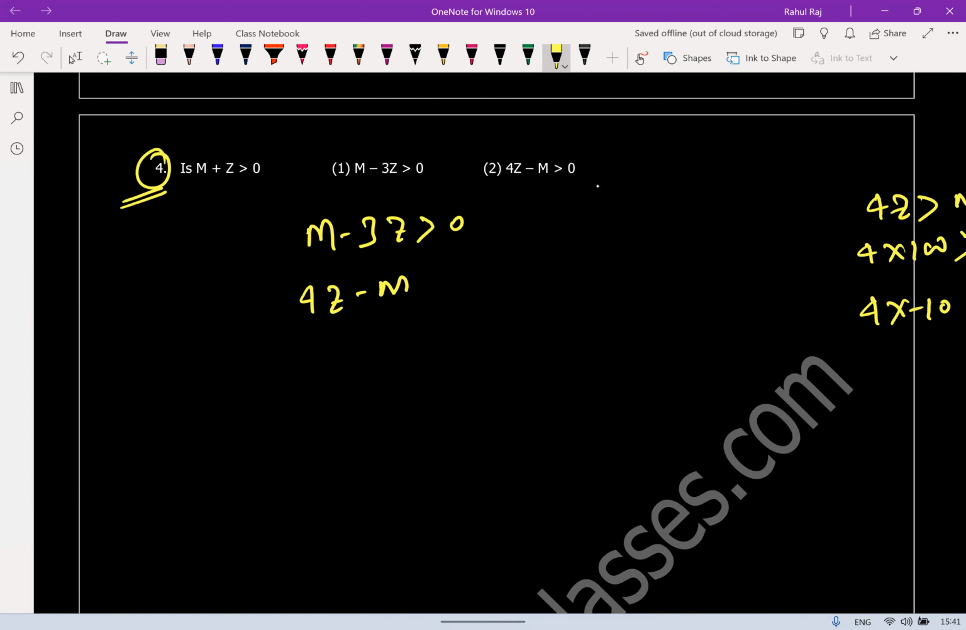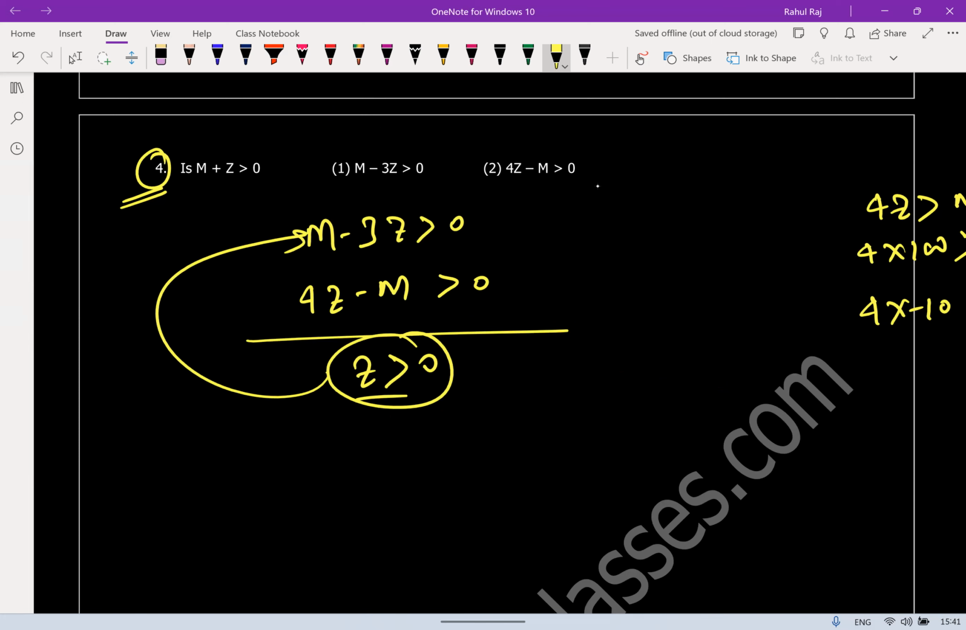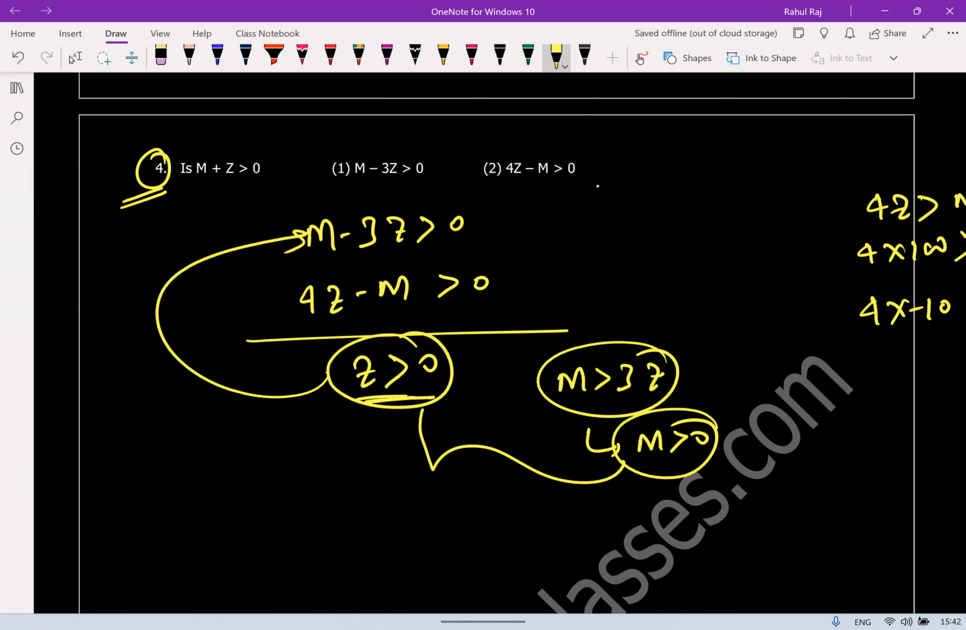So 4z minus m is greater than 0. That is nothing but, if I add this, z is greater than 0. Now if I've got z greater than 0, what does statement number 1 say? That m is greater than 3z. So from statement number 1, if z is greater than 0, m is greater than 3z. Can I conclude m is also greater than 0? So if this is concluded, m plus z is greater than 0, and C is a straightforward answer. Right? Any problem here? Anyone?